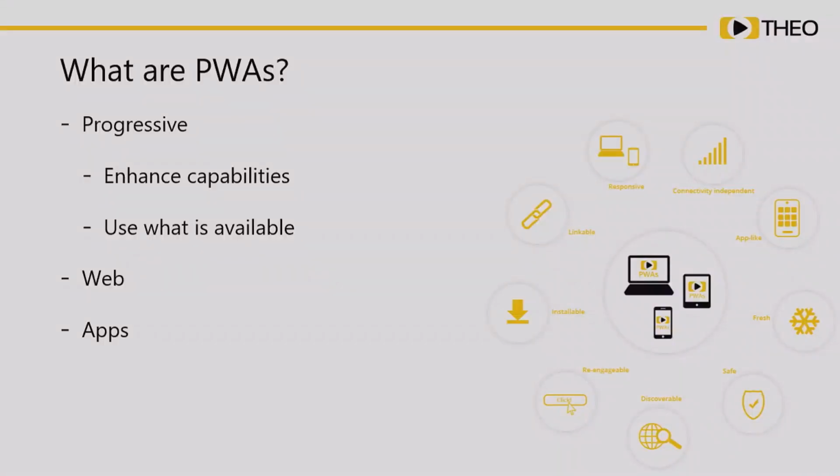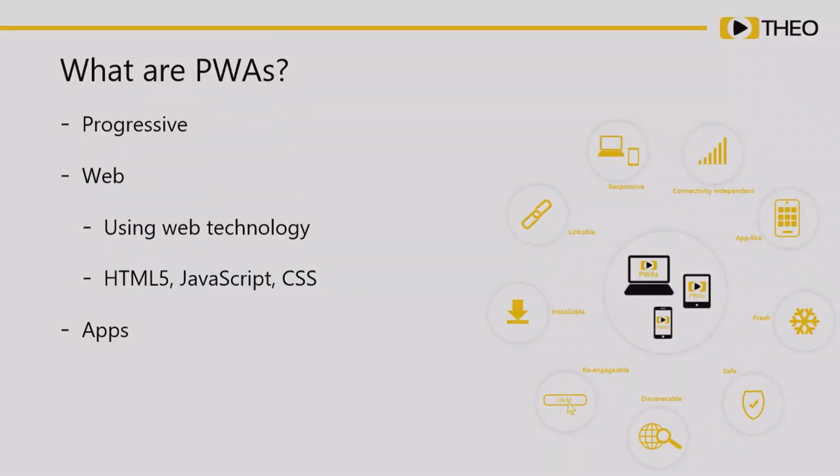What are progressive web apps? It's actually very, very simple. It's right there in the name. The progressive part basically points to the enhanced capabilities that it has. It basically means you use on that platform whatever is available, and if there's something else that is available, you progressively add new functionality on top of it.